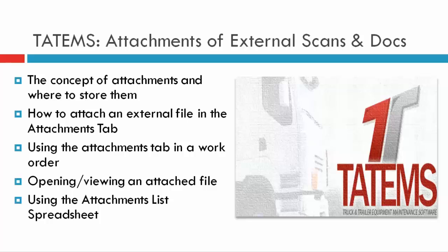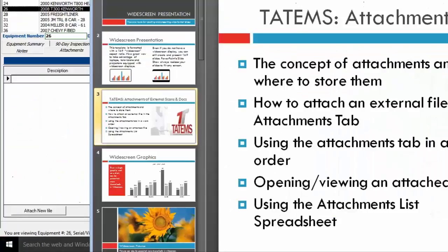So we're going to go over the concept of attachments and where to store them, how to attach an external file in the Attachments tab, and then using the Attachments tab in a work order, opening and viewing an attached file, and also we'll finish up with using the Attachments List spreadsheet that's available online. Alright, so let's go ahead and get started.